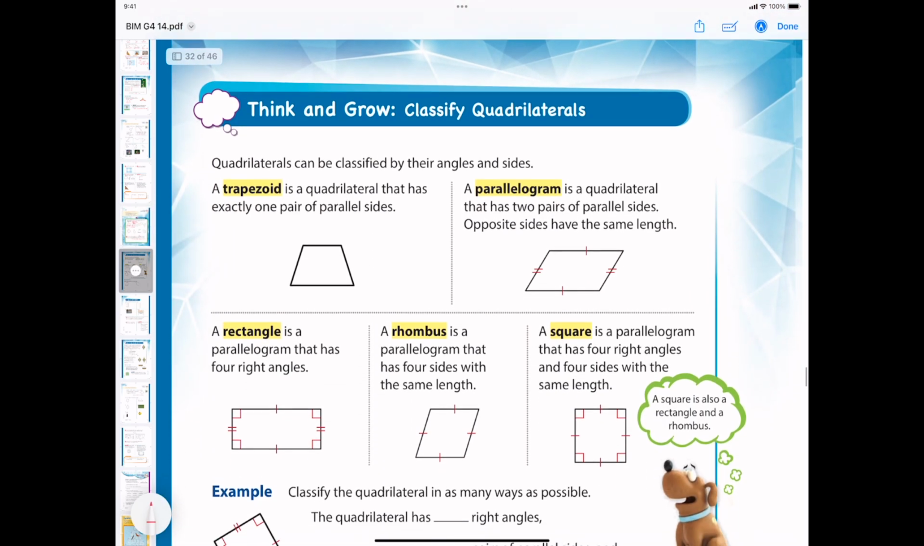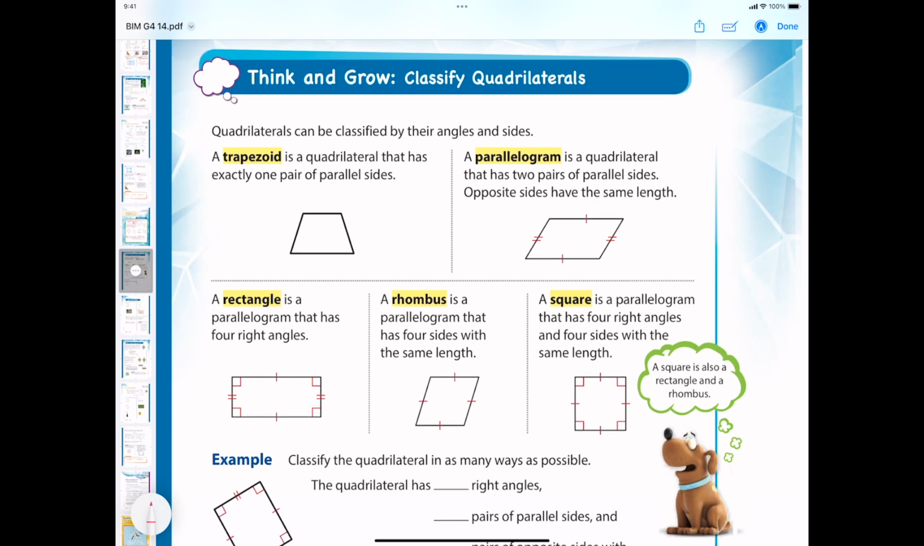Now let's move on. So quadrilaterals can be classified by their angles and sides. Okay, so this here first one is what? It says trapezoid. Okay, trapezoid is a quadrilateral because it has four sides and four angles. That has exactly one pair, only one pair. If it has two pairs, it's not a trapezoid. Okay, a pair of parallel sides. Okay. What about the parallelogram? It is a quadrilateral that has two pairs of parallel sides. Opposite sides have the same length. Okay.